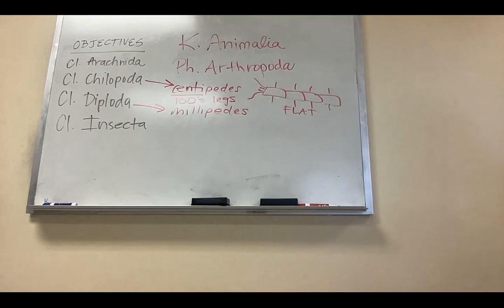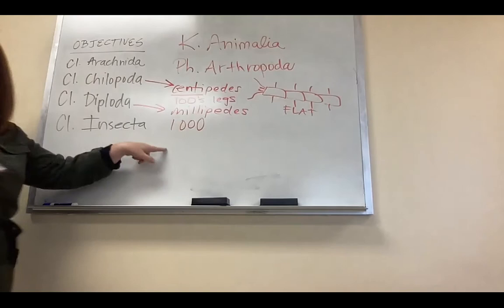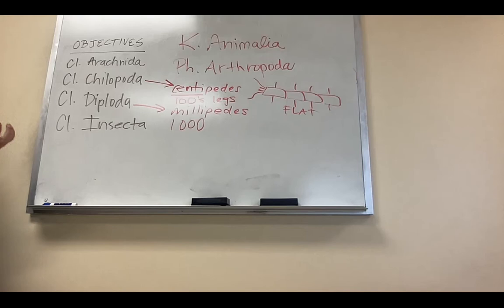So they're very flat. One leg on each side, so two per segment. And millipede, what does milli mean? Thousand. It means 1,000. But here's the interesting thing: there's not even a single millipede they've ever found that has 1,000 legs. I think the most they found was 750.